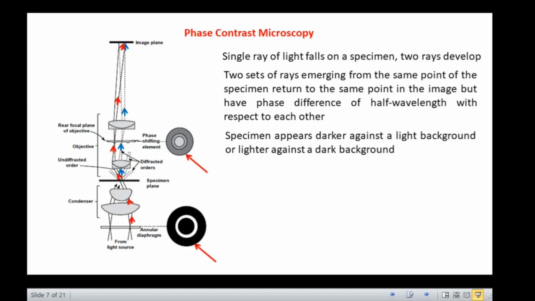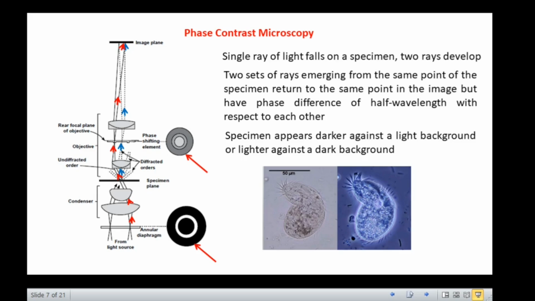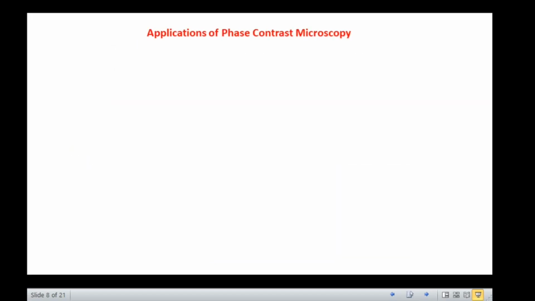I am now going to show you two images. One bright field image and another the phase contrast image. You can see that the phase contrast image shows minute details like cilia of the unstained specimen, which is impossible with the bright field microscopy. Let us now move on to the applications of phase contrast microscopy.